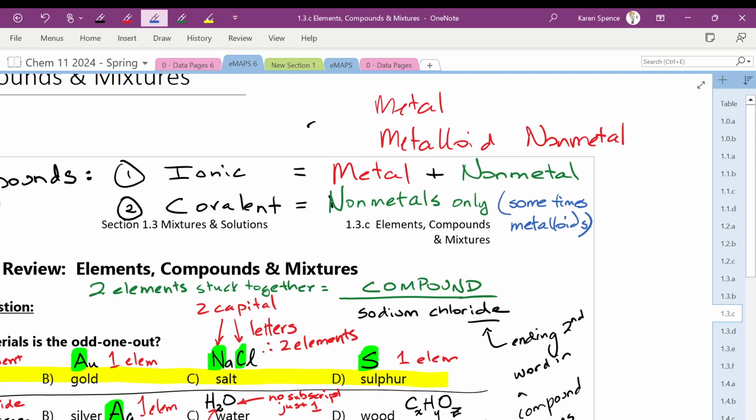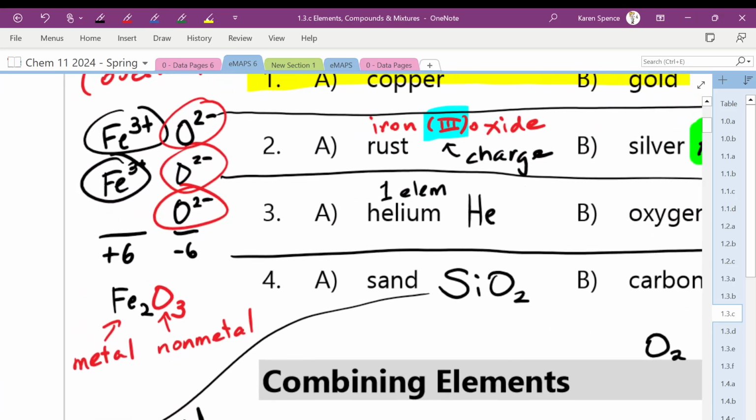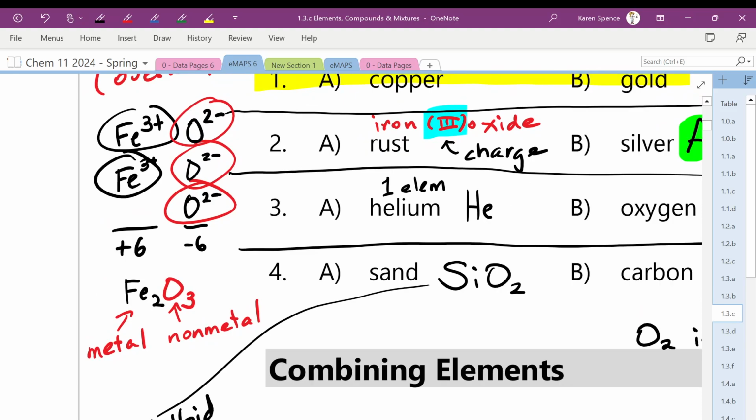So if we then go and look at our compounds that we have so far, what about this iron oxide? What kind of compound is that? That is ionic. And look, it's made of, guess what? Charged particles. Those are ions. Yes?